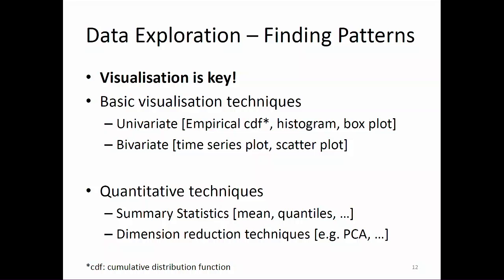So there are lots of basic techniques for visualizing what I call univariate data. So this is basically a single column, right? Visualizing data from a single column, if it's numerical. So things like the empirical CDF, histogram, box plot. Then bivariate quantitative data: you've got two columns with numbers, and you want to visualize or see if there's a pattern or a relationship between them. How can you do that?